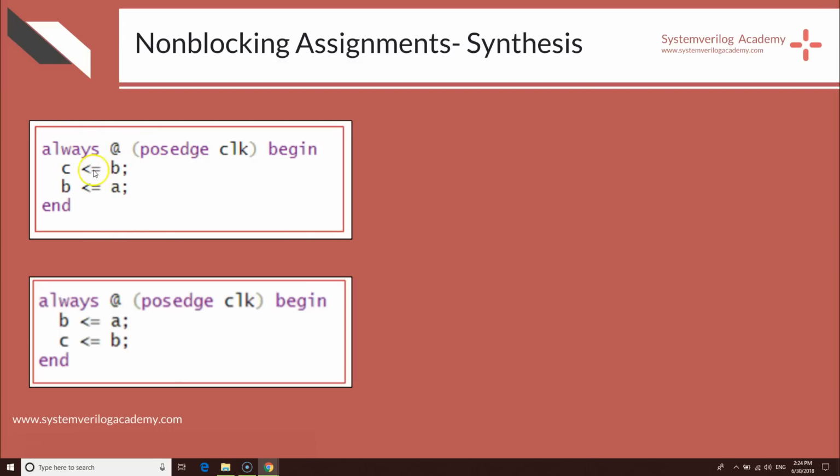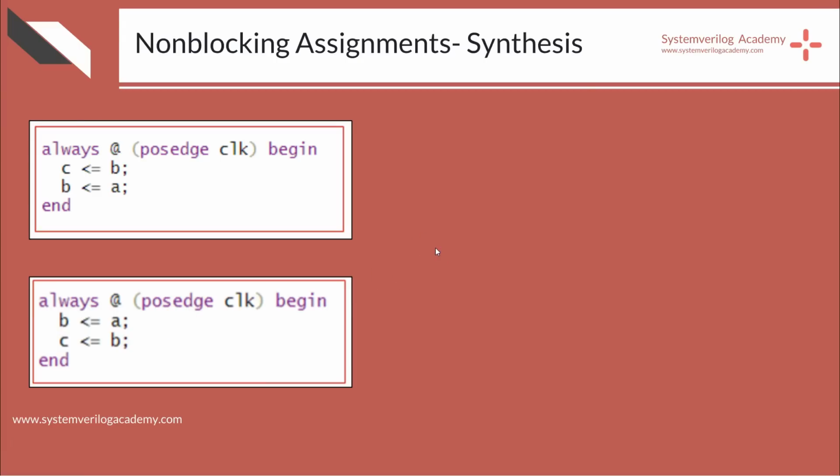For NBA, all RHS expressions will be evaluated using their values from the previous time slot, and at the end of the current time slot, all of them will be assigned to the LHS variables simultaneously. In both of these always blocks, though the order of statements is different, C will be assigned the previous value of B, and B the previous value of A. Thus it will produce the circuit shown here, where A is stored to B and B is stored to C.